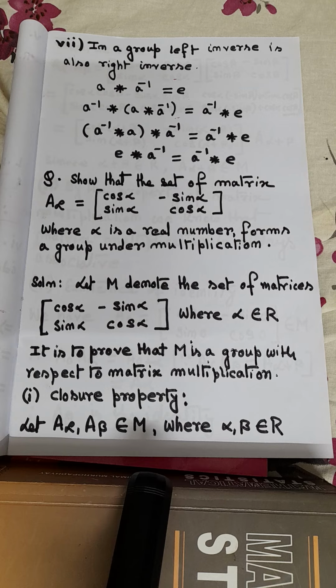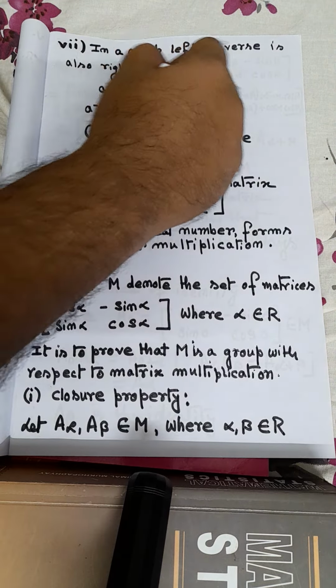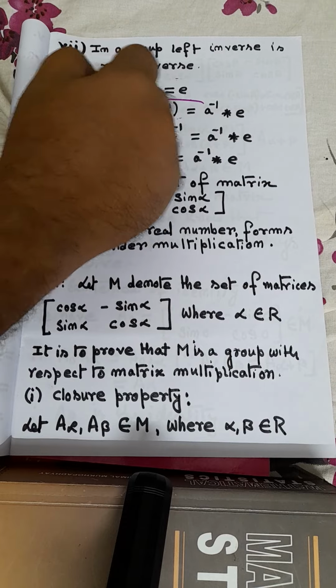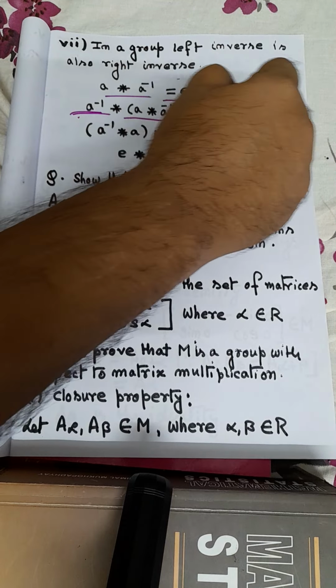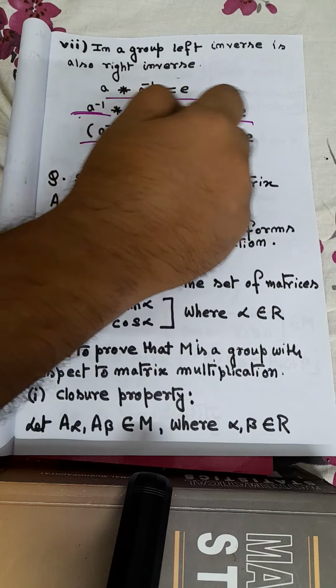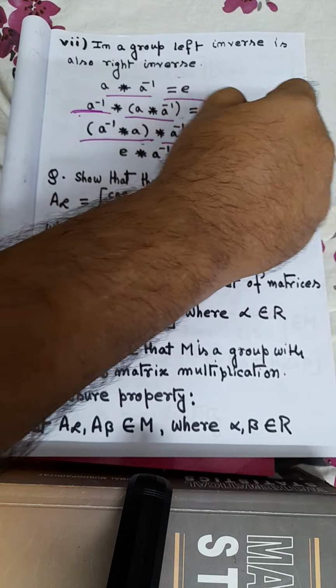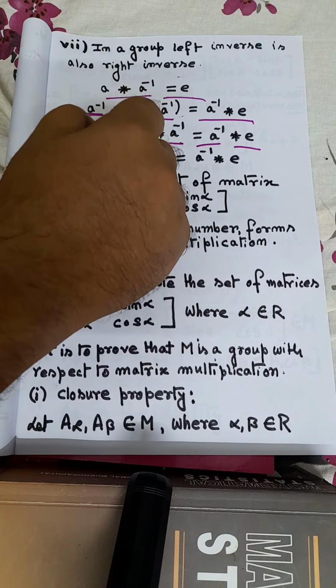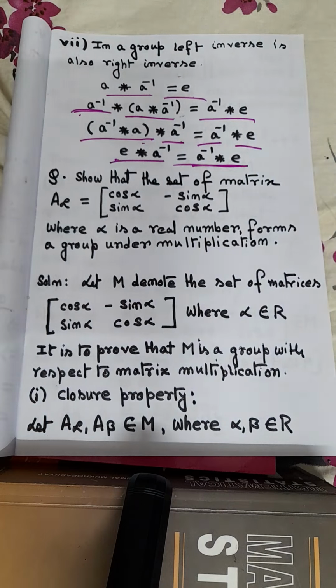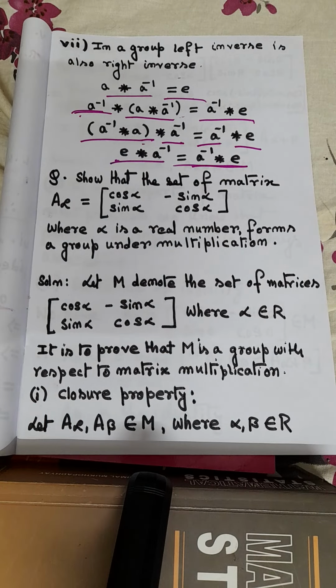In a group, left inverse is also right inverse. How can we prove that? We can prove it like this: A inverse A equals E. Then taking A inverse on the right side, we get A inverse A A inverse, that is A inverse binary operation E, that is E binary operation A inverse equal to A inverse binary operation E. Correct? So from there we can see that left inverse is also right inverse.